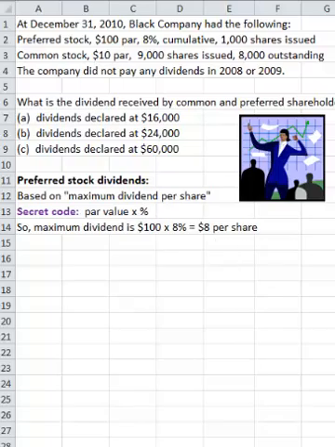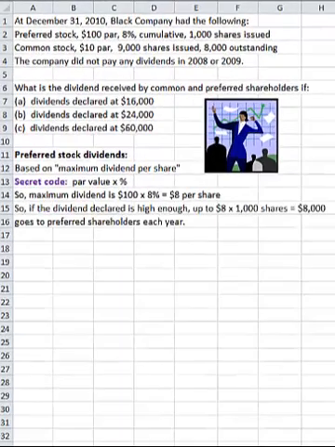Alright, so if the dividend declared is high enough, how high? If it's the maximum per share times the number of shares that we have, 8,000. So anytime that there's a dividend declared in the year and it's above 8,000, the first 8,000 goes to the preferred shareholders and the rest go to the common.